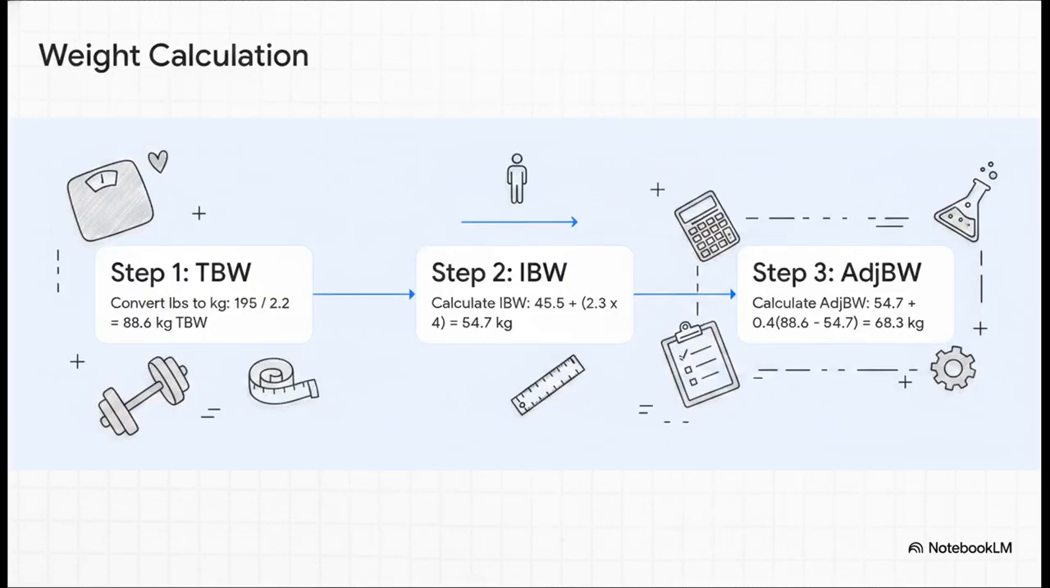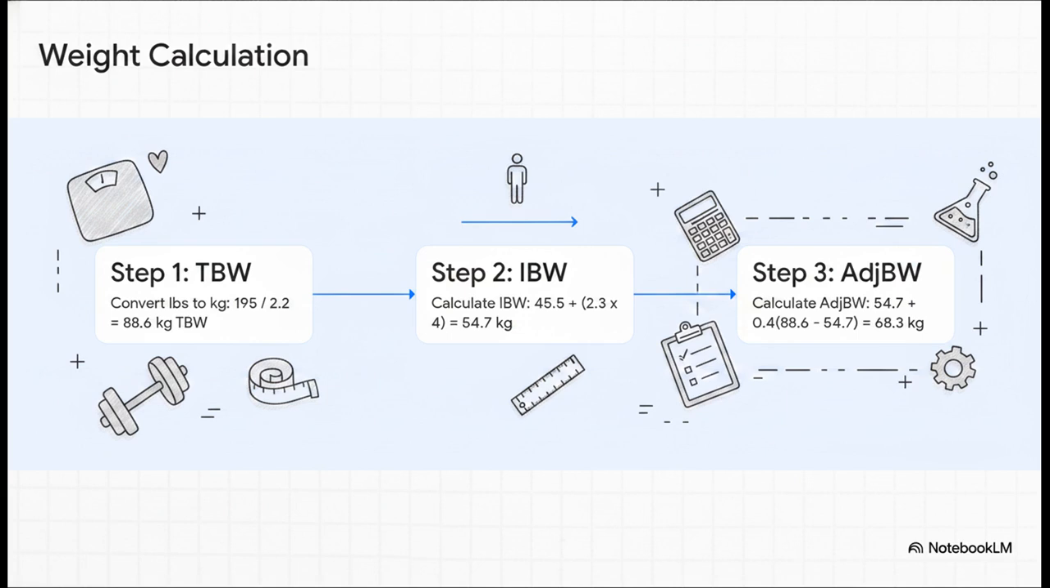Step 1. Always convert those pounds to kilograms. 195 divided by 2.2 gives us a total body weight of 88.6 kilograms. Step 2. Since she's female, we use the 45.5 base. She is 4 inches over 5 feet, so we multiply 2.3 by 4, add it to 45.5, and get an IBW of 54.7 kilograms. Step 3. To find the adjusted body weight, we just plug those into our formula, adding 0.4 times the difference of 88.6 and 54.7, which gives us an adjusted weight of 68.3 kilograms.